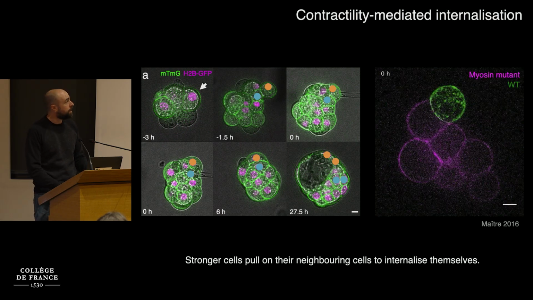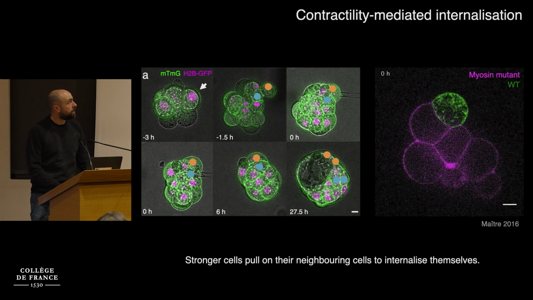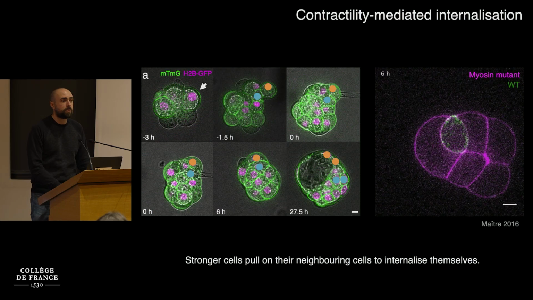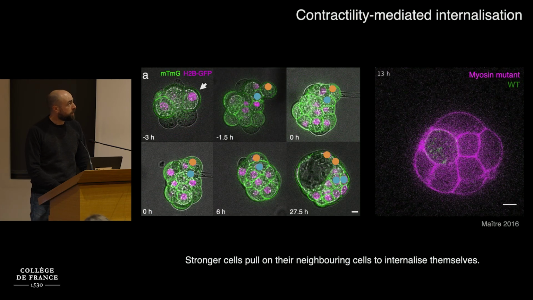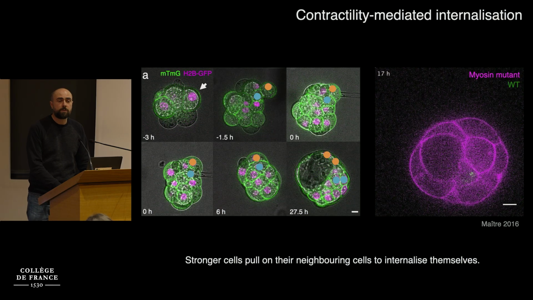And if you interfere with the ability of cells to pull on their neighbors, for example, again, using this myosin mutant, you can actually control the internalization of a cell that is stronger than its neighbors. The green cell here is stronger than the purple cell. It pulls its way into the embryo. And that's what decides whether a cell will be part of the placenta or part of the embryo.